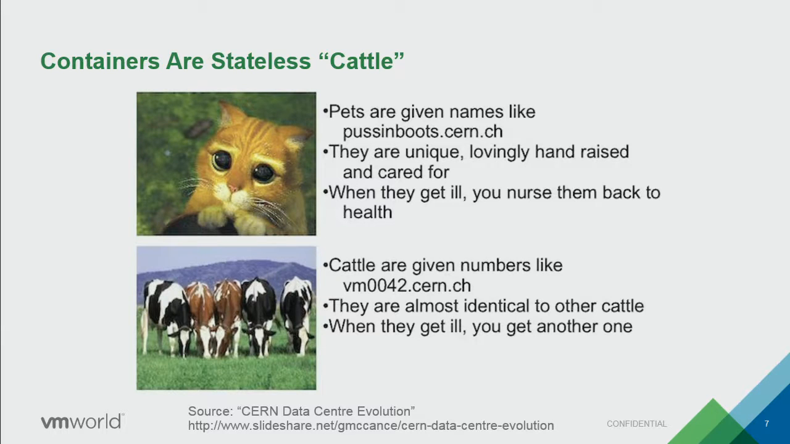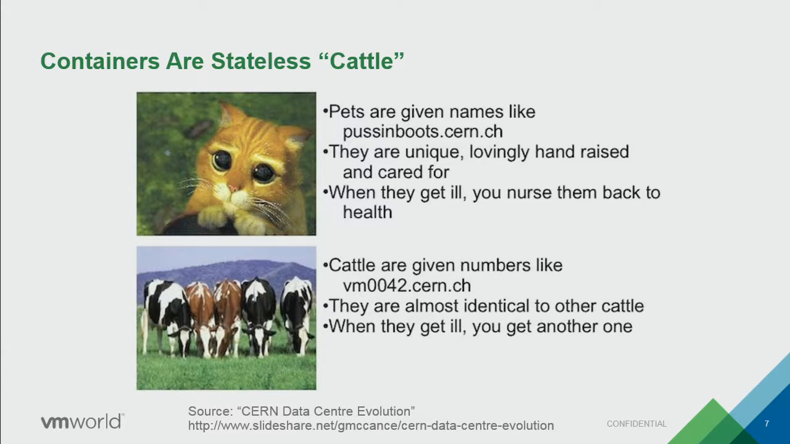So in a pet's world, pet VMs are given a name like Puss in Boots, something that's very unique. They're very lovingly hand-raised and cared for. When a pet VM gets ill, you do everything you can to nurse it back to health, whether it's things like high availability, fault tolerance. You really want to keep that VM alive. Cattle VMs and by extension containers are a little different. They're very impersonal. They look almost identical to each other. They have a name like VM42, VM55. And when one gets ill, you don't try to protect it. You remove it and restart a new container or a new VM that contains the same information.